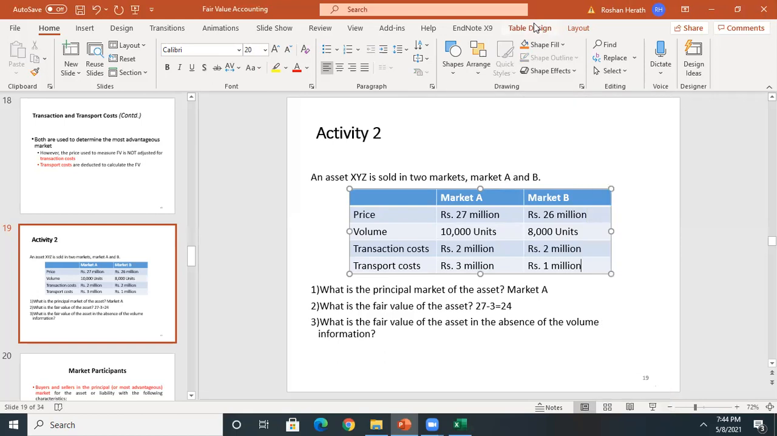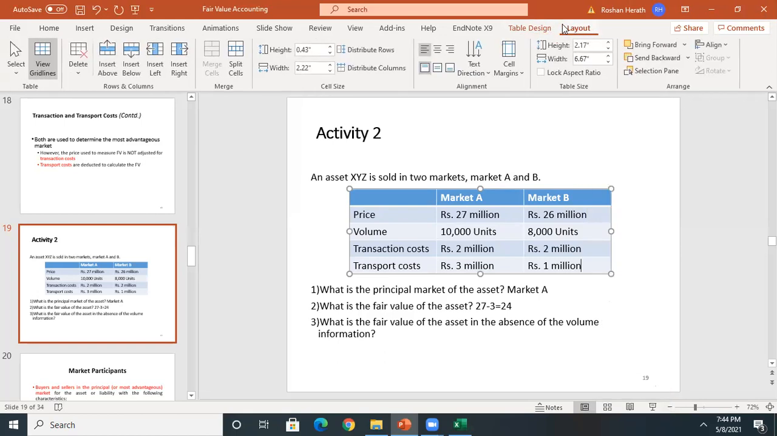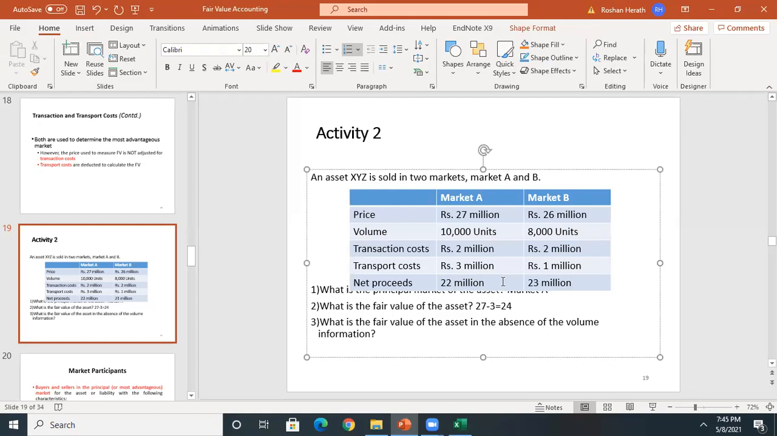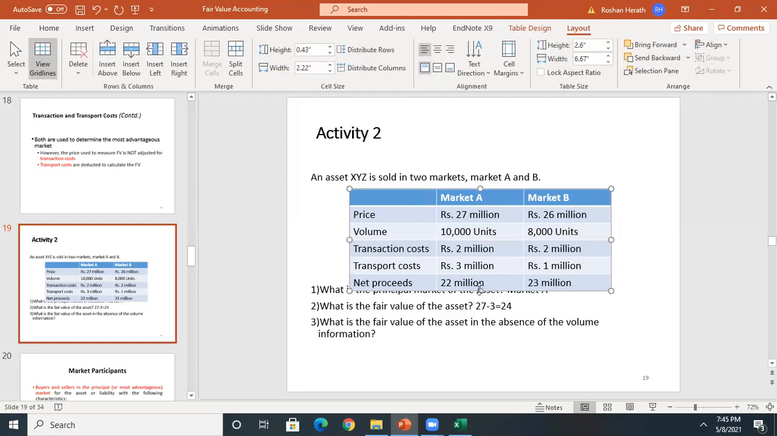So let me take that. If I want to take a particular item called net proceeds, you need to look for this net proceeds in order to see which gives you the highest. This 27 minus 2 minus 3 is going to be 22 million. Here you have 26 minus 2 minus 1, it's going to be 23 million. So then you can see that the most advantageous market is what? It is the market B.